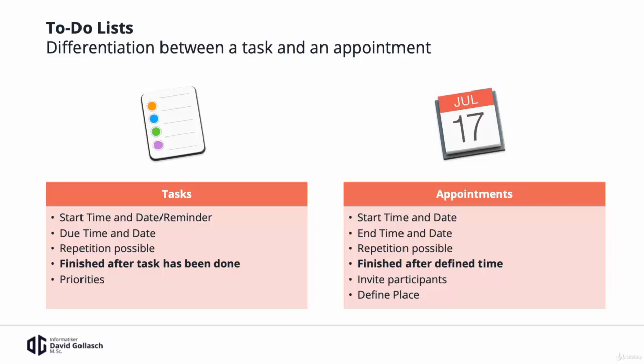But it's important to see this difference: a task needs to be written down on a to-do list, and the task needs to be ticked or struck through if it's done, whereas events and appointments need to be taken down into a calendar, because there you have a defined time slot where this appointment, this event will take place. You should always differentiate between these two and never mix them up.